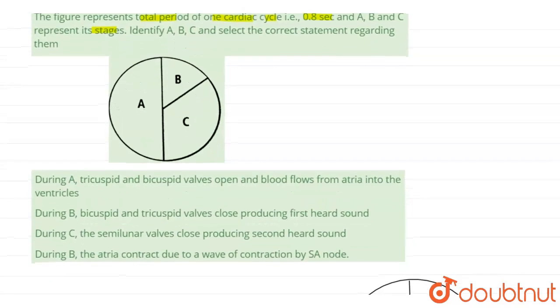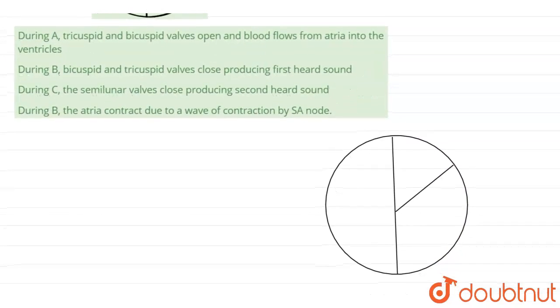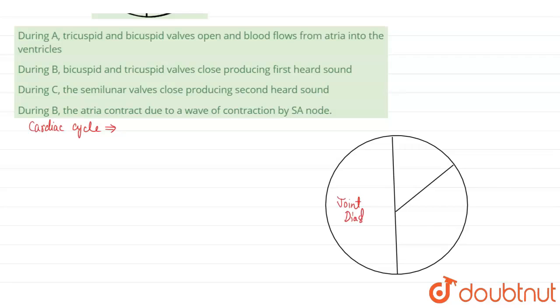So here, this is the question of the cardiac cycle. In our cardiac cycle, the total will represent 0.8 second of our heart. And in our question, A will be the joint diastole. Here A represents the joint diastole, and this joint diastole comprises a total of 0.4 second of the cardiac cycle. So our first one will be the joint diastole.